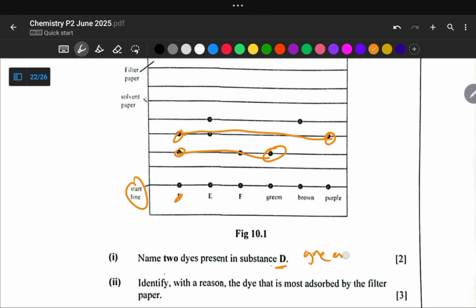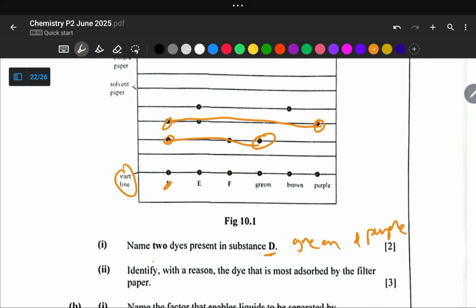So this is very, very simple. Then identify with the reason the dye that is most absorbed by the filter paper, adsorbents, right? So we normally discuss adsorbents when dealing with chromatography and catalysis, especially homogeneous catalysis, right? So the one which travels a shorter distance adsorbs strongly to the filter paper.